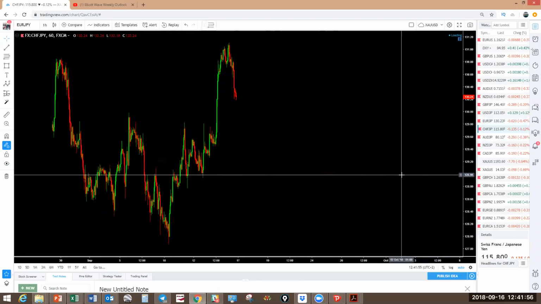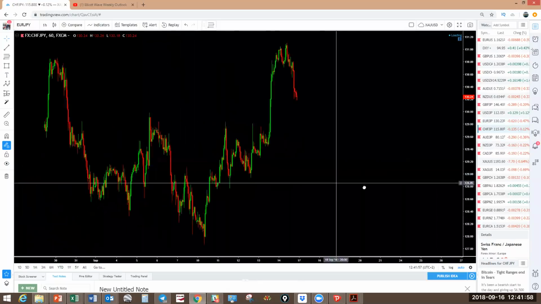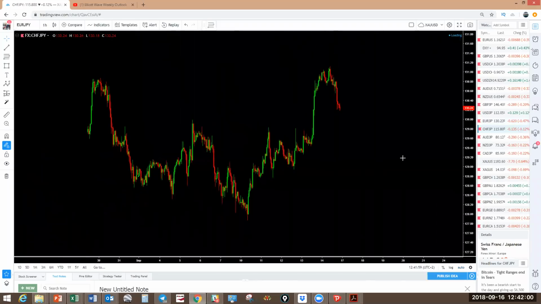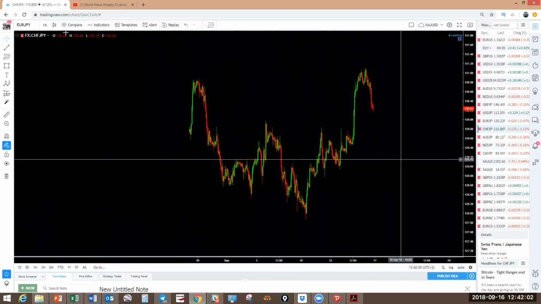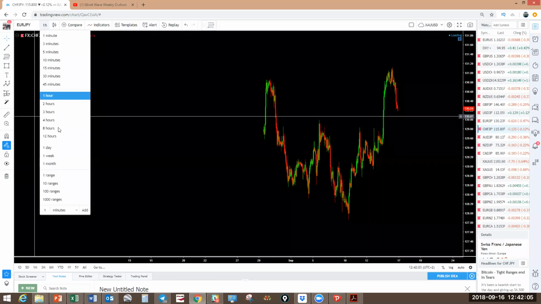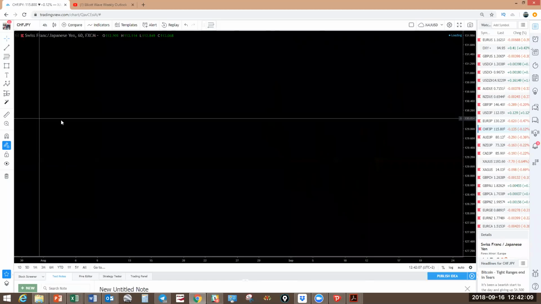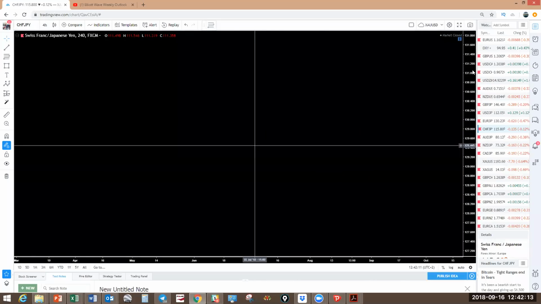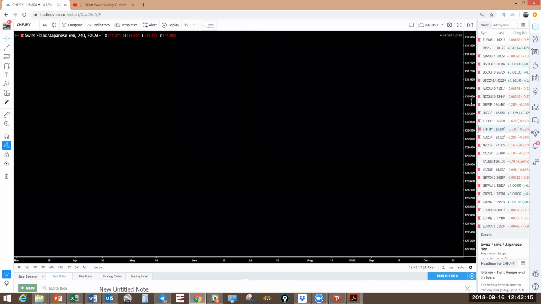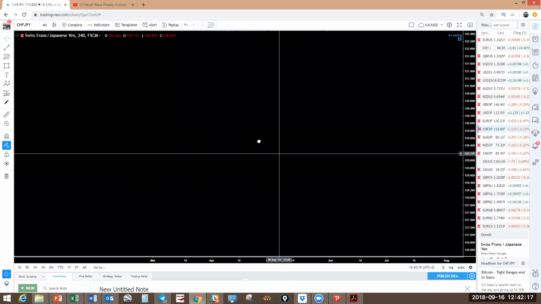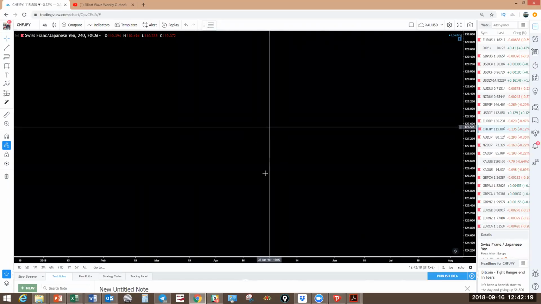CHFJPY has eventually reached that target that we forecasted 3 weeks back when I gave you that trade that you could not lose. Let's just go 4 hour. You get those trades that you just cannot lose, and you just look at how clear the structure is. Let's look at this structure. The structure is so clear you could not get it wrong. It's a simple ABC structure.